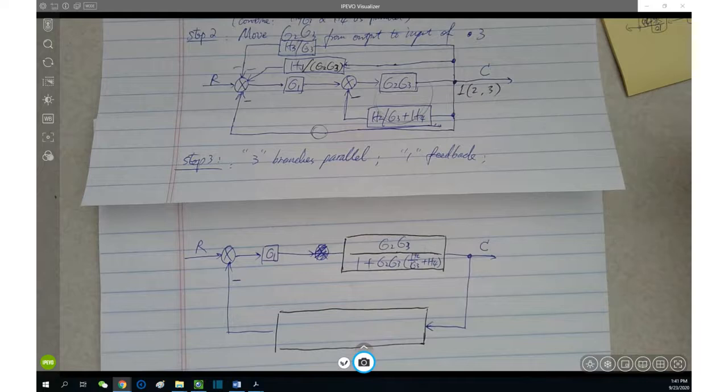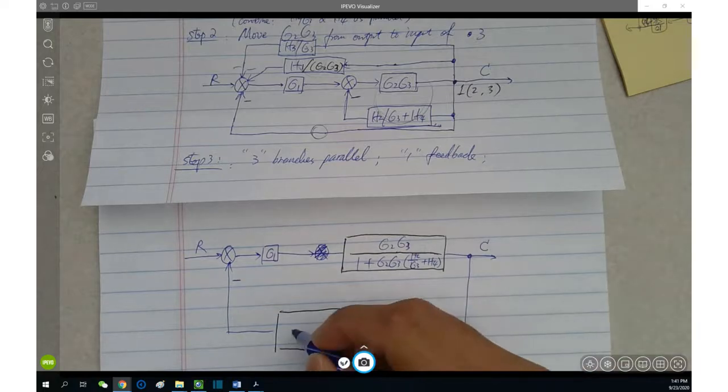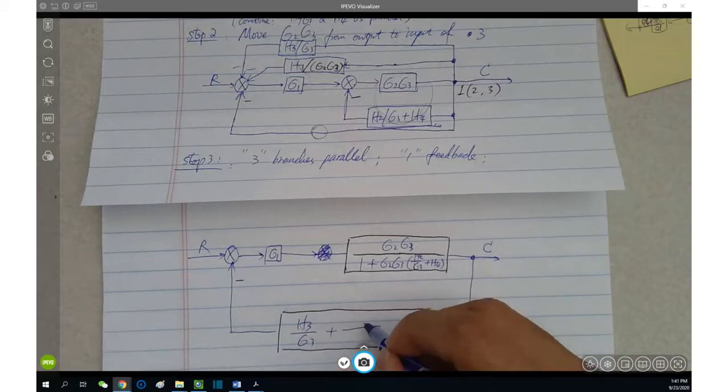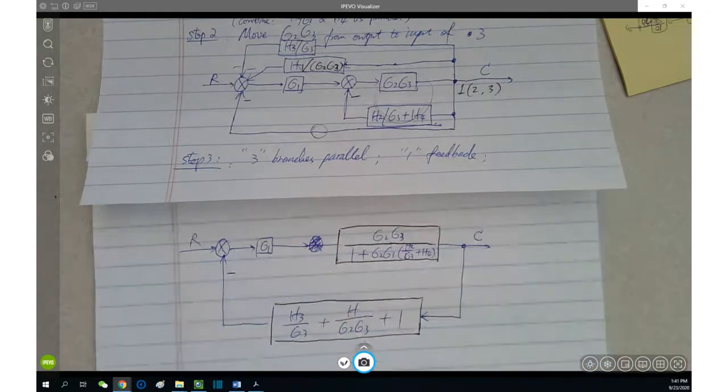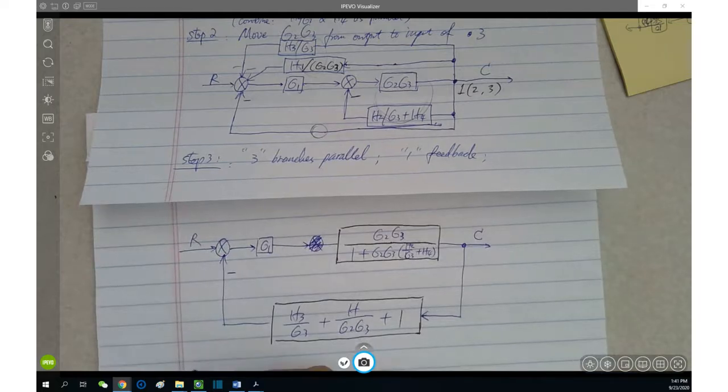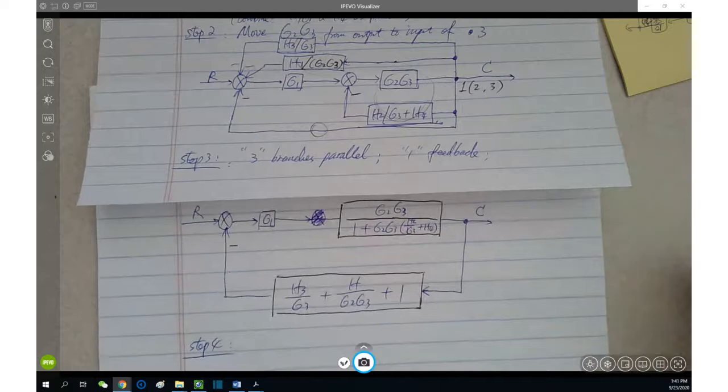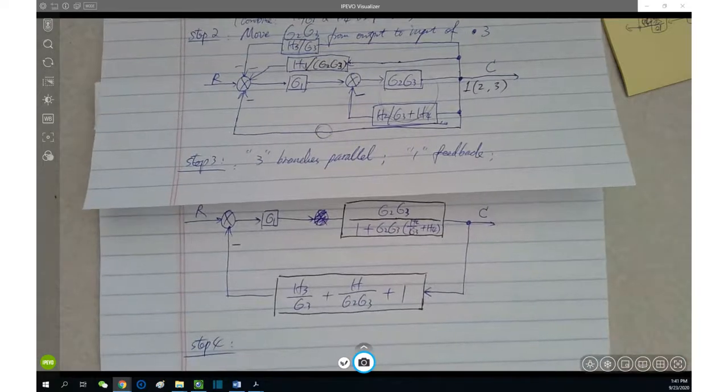Okay. Combine these two. And the parallel is fairly easy. Just H3 over G3 plus H1 over G2, G3. And don't forget 1, unity. Okay, don't forget unity. Does it make sense? Any questions? Anything? Everything makes sense?